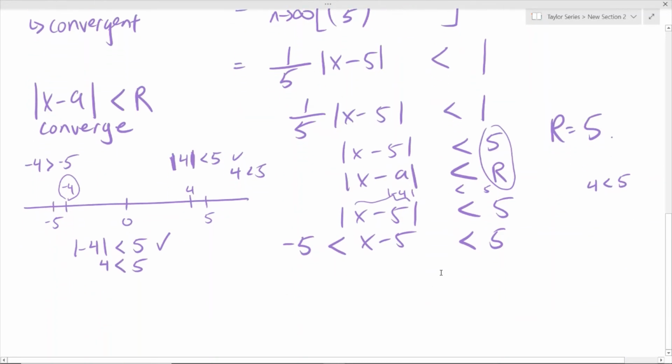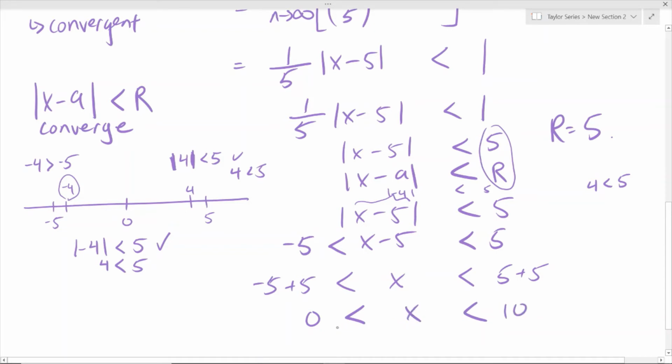Changing it to this, now we can solve for x, putting x by itself. We're going to add 5, since this is subtract 5, so the opposite is add 5. Negative 5 plus 5 on this side, and 5 plus 5 on this side. Negative 5 plus 5 is going to give us 0, and 5 plus 5 is going to give us 10.